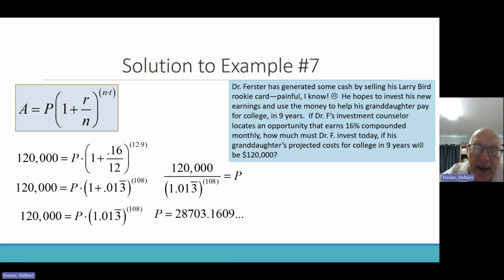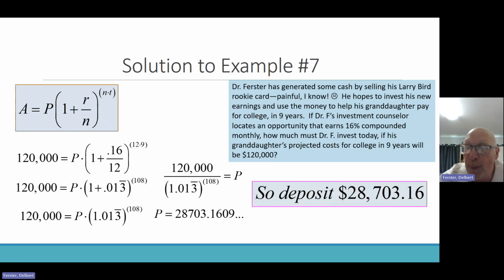And the good news is it's not as much as you might have expected. If you deposit $28,703.16 and let it sit there, in 9 years that money becomes $120,000. What is probably worth pointing out is 16% is a killer interest rate, so you're getting lots of dollars because of the 16% interest rate.